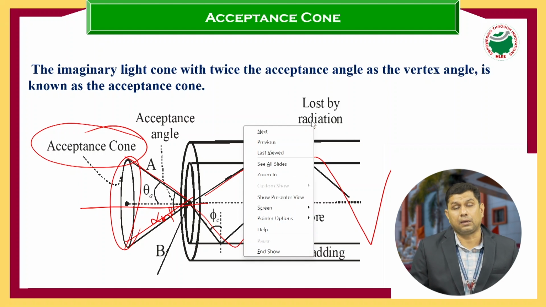In this manner, the light ray is traveling from one end of the fiber to the other end without any material medium. This is known as the acceptance angle and acceptance cone.